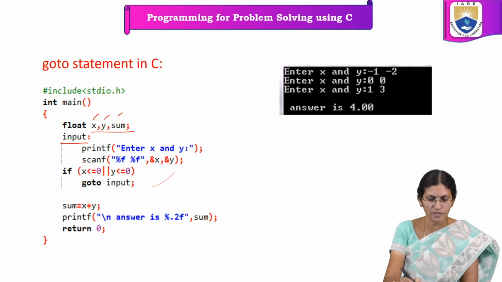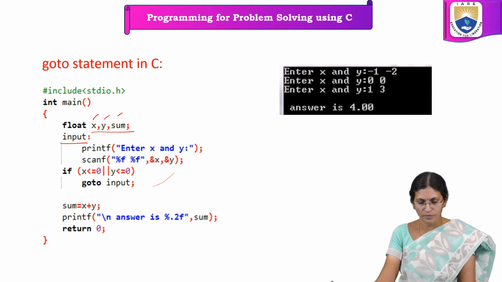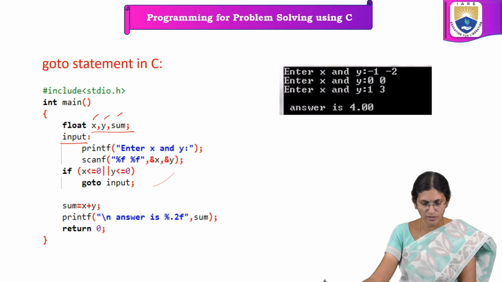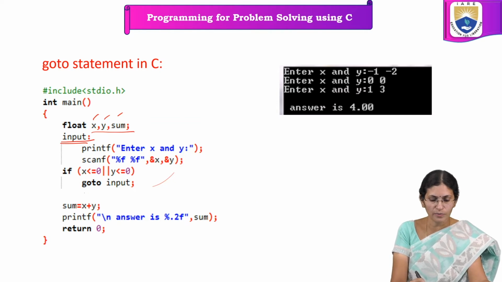This is the case of a backward jump, where similarly Goto is defined afterwards and the label statements are defined before. So this is the label and this one is the Goto statement. Whenever the compiler sees a Goto statement followed by a label, control is transferred to the label, followed by the labeled statements. Whatever statements are there after the label, those statements will be executed.